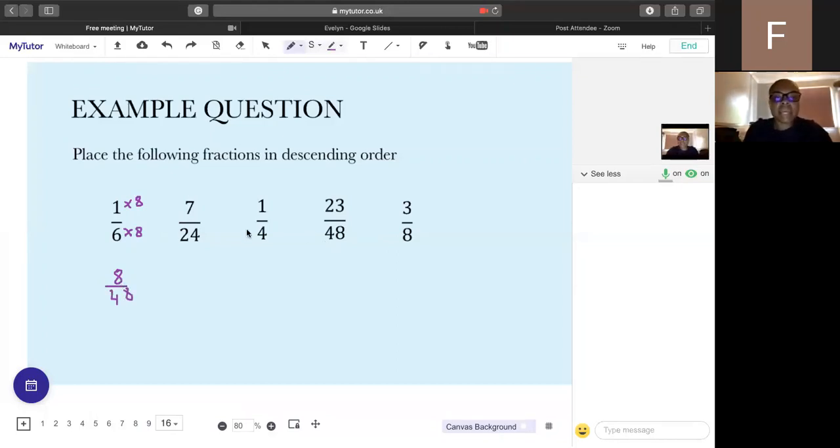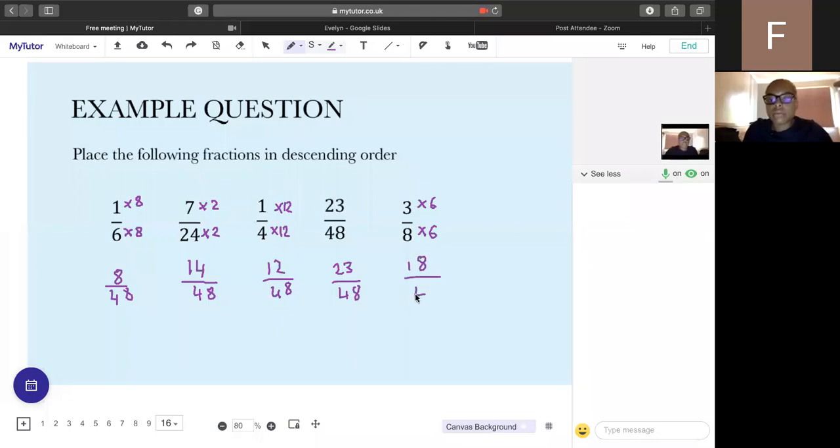The next one is 7 over 24. Now to get from 24 to 48, we multiply by 2. So now we've got 14 over 48. The next one is 1 over 4, so we multiply 4 by 12. So now we have 12 over 48. 23 over 48 we can just write down, because this already has 48 as a denominator, and then 3 over 8. So we can times 8 by 6. Now 3 times 6 is 18 over 48.